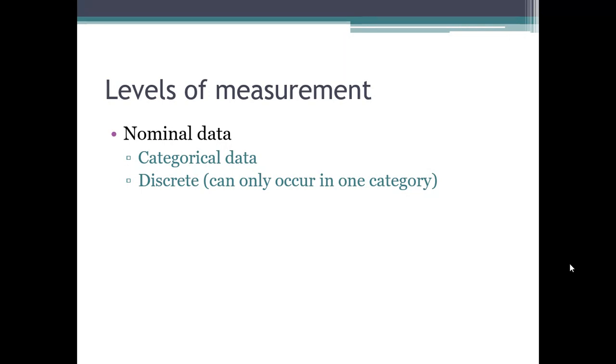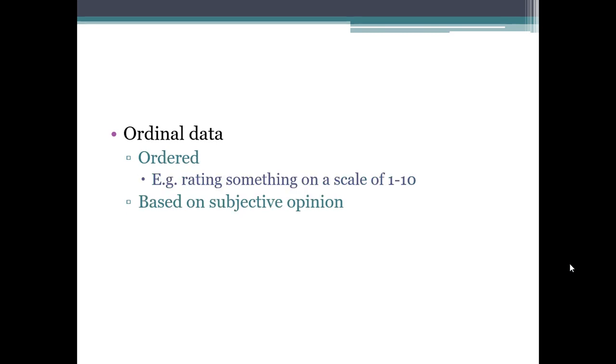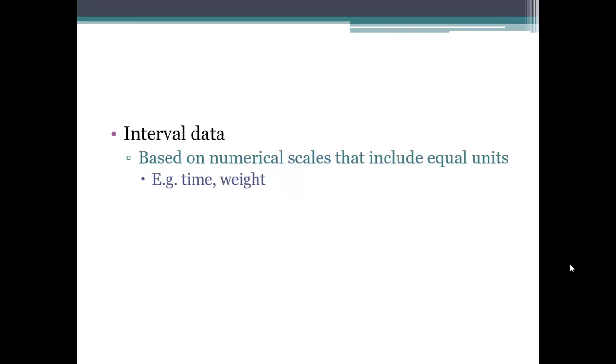So nominal is categorical and it's discrete, so yes, no. Your ordinal data is something in an order. That's subjective. It's normally based on a questionnaire or a self-report. And your interval data is based on a numerical scale or a fixed scale that has equal units, so time and weight are good examples of interval data.